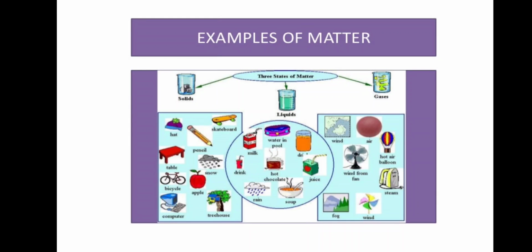Example of matter. So you can see in the picture the solids: hat, pencil, skateboard. In liquids you can see soup, rain, juice, water, drink, milk. And in gases you can see the wind, the air inside a ball, the air we get from the fan, fog. These all are examples of different types of matter.